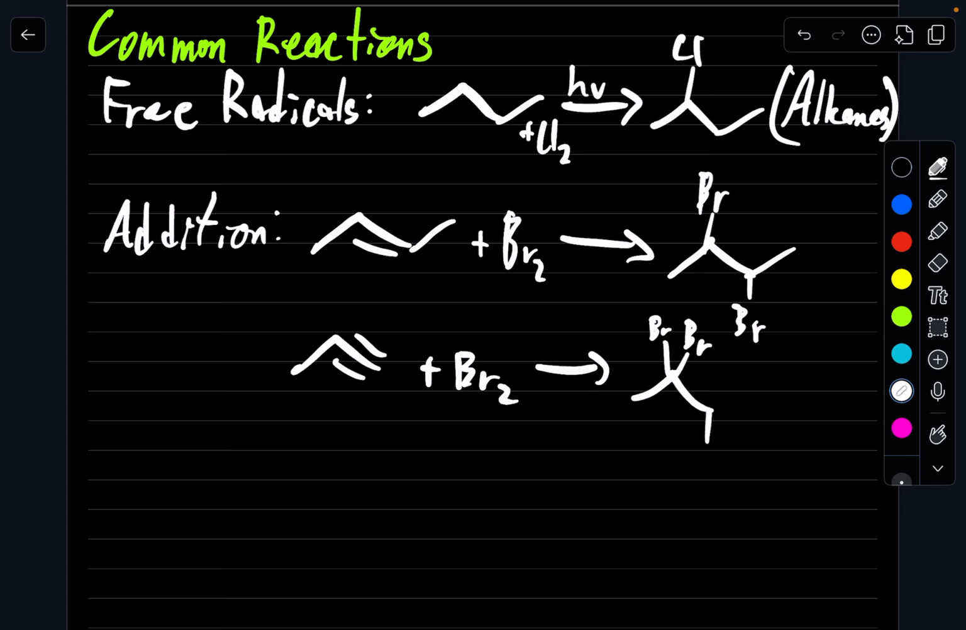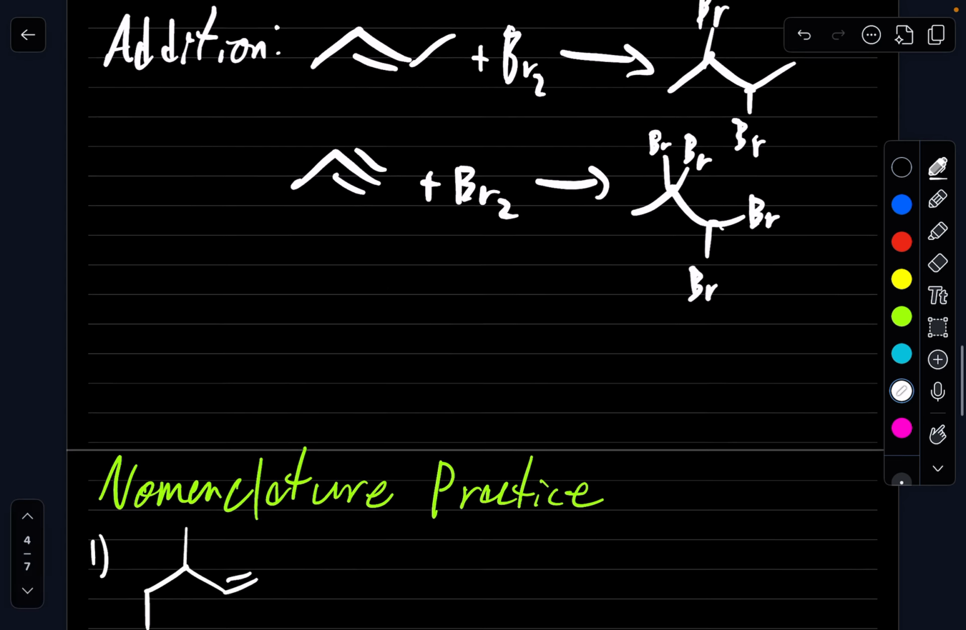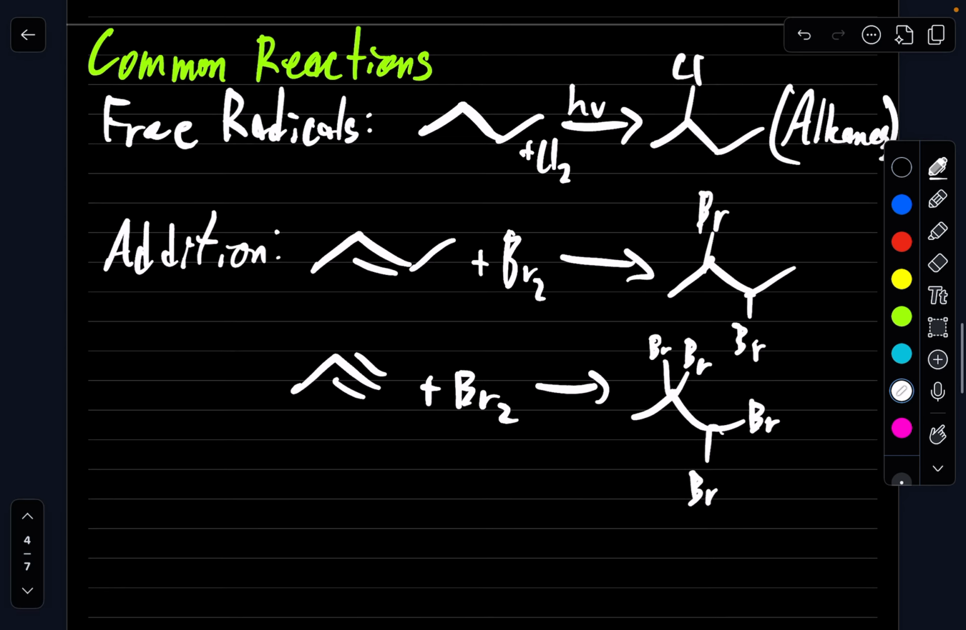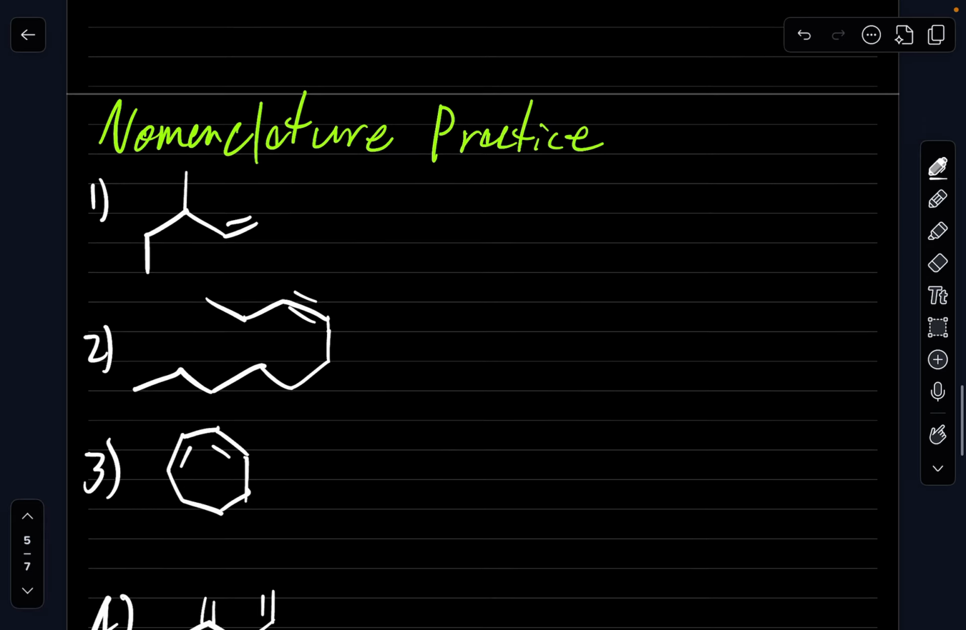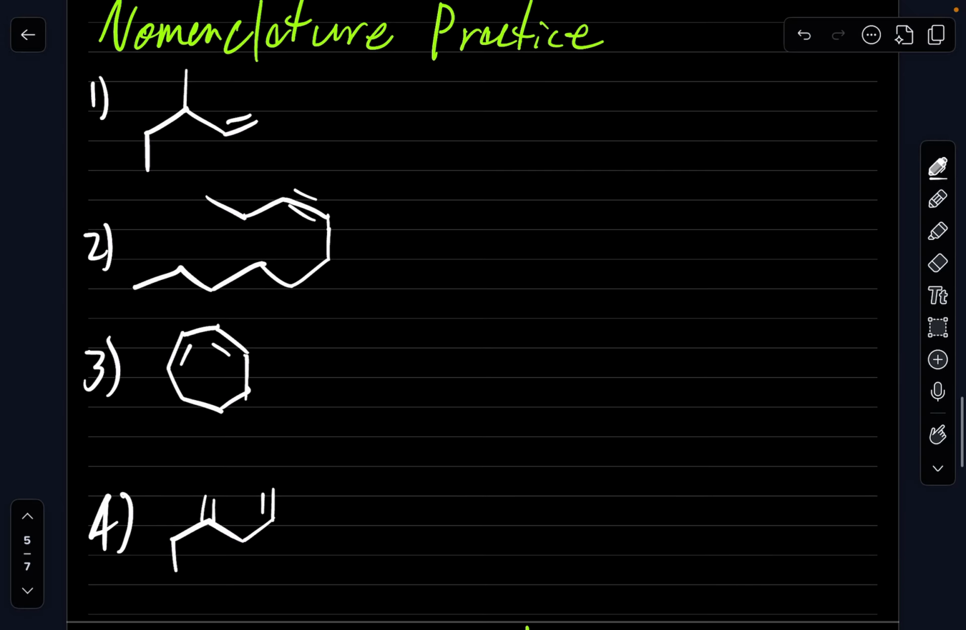And notice how it adds 2 pairs of bromine atoms this time when it's an alkyne. I won't be getting into too much of the specifics in this video. That's going to be another video as well. So now for some nomenclature practice. You can pause the video and do these right now if you want.